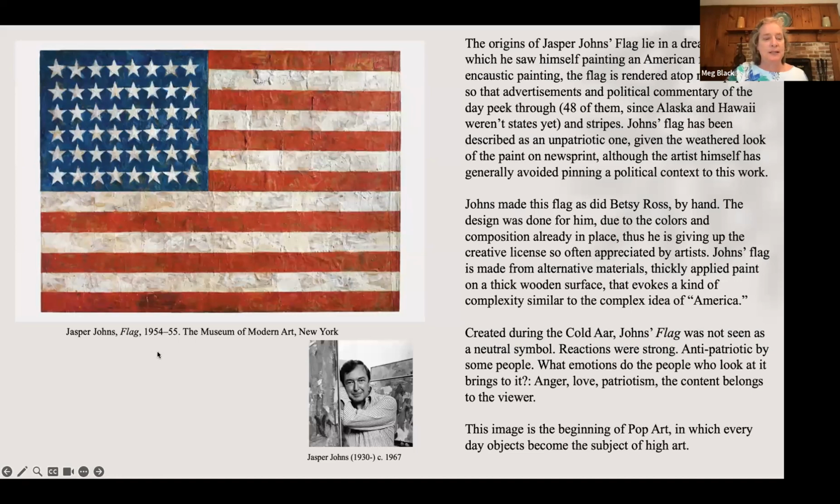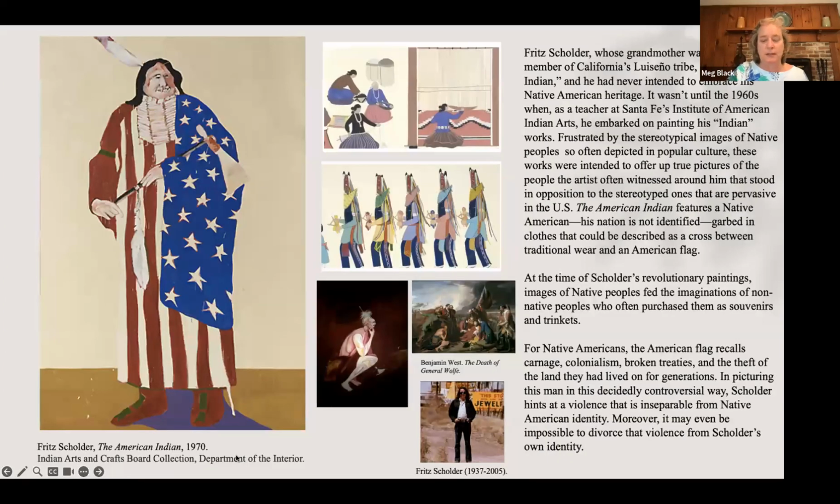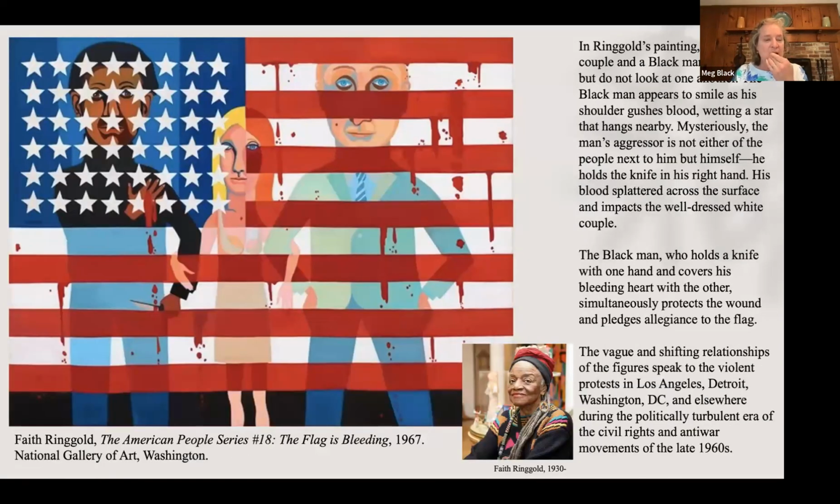And we start to see the shift away from the flag as a patriotic symbol and one that's a little more nuanced. By 1967, we're now at the height of the Vietnam War, and we have Faith Ringgold's flag. It's called The American People Series number 18. This is now in the National Gallery of Art in Washington. So what are you looking at here? Again, it's very ambiguous. You'll start to see the meanings go from very clear to very ambiguous.